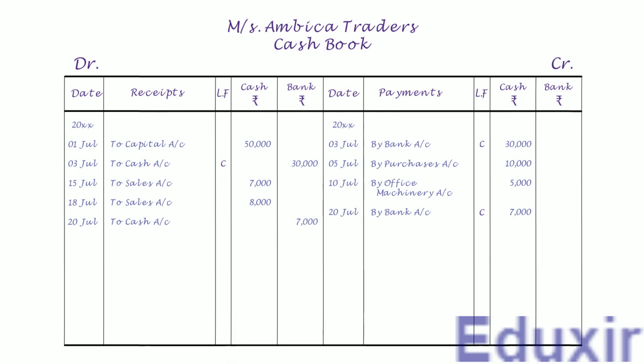Also note that as this transaction involves depositing the cash into the bank, we need to write C in the ledger folio column, indicating that this is a contra. This also indicates that this entry should not be posted into the ledger account. With that, we have completed the posting of the bank entry into the cash book. Let us now take up the next transaction.